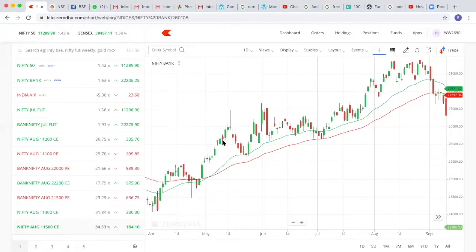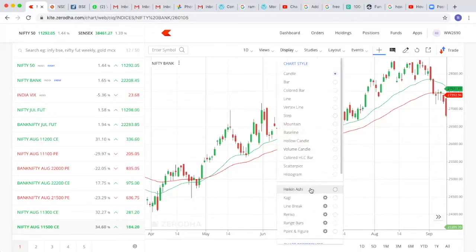So in this kind of situation, how should we know whether the trend is positive or not? So here, if you plot a Heiken Ashi, you can see from the display, there's a candlestick and then there's an option called Heiken Ashi.